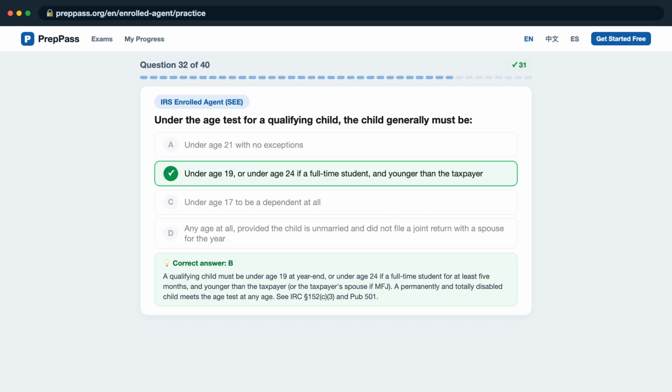A qualifying child must be under age 19 at year-end, or under age 24 if a full-time student for at least 5 months, and younger than the taxpayer, or the taxpayer's spouse if MFJ. A permanently and totally disabled child meets the age test at any age. See IRC Section 152(c)(3) and PUB 501.